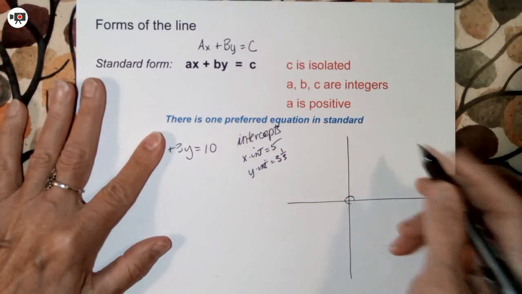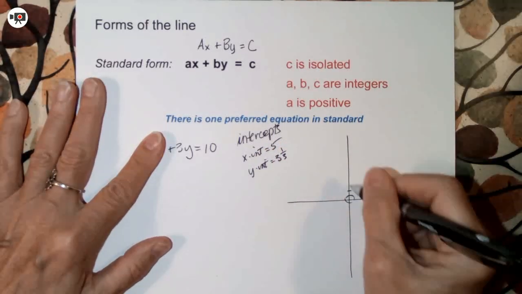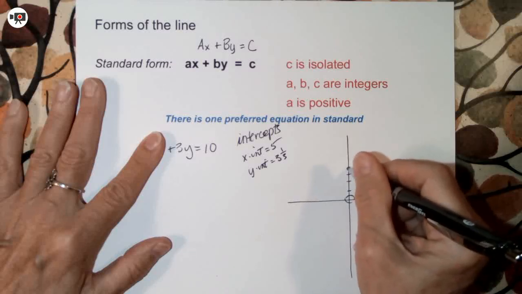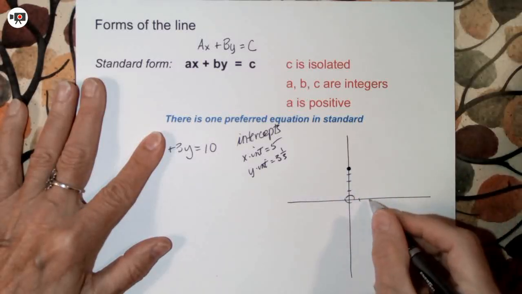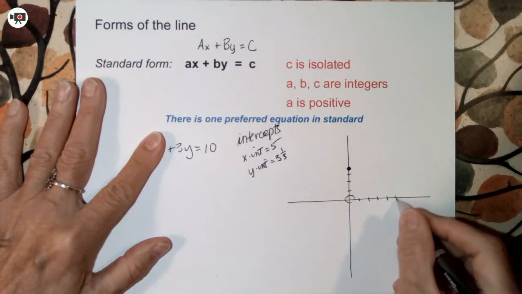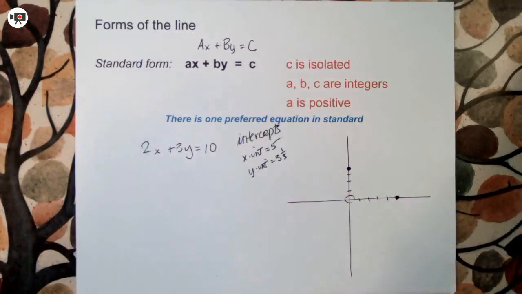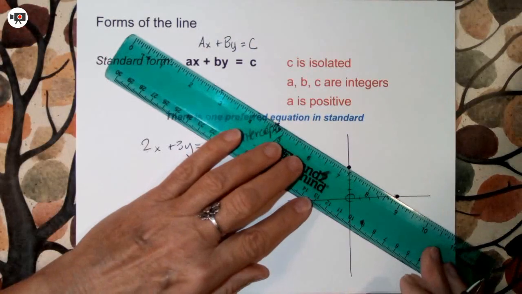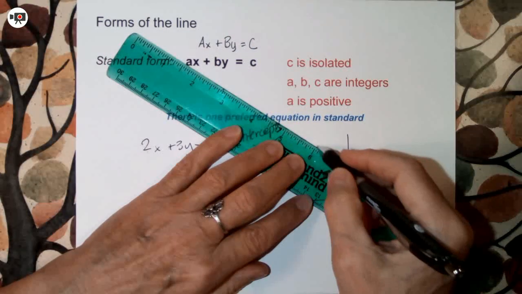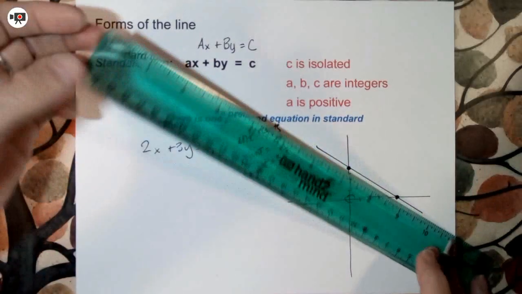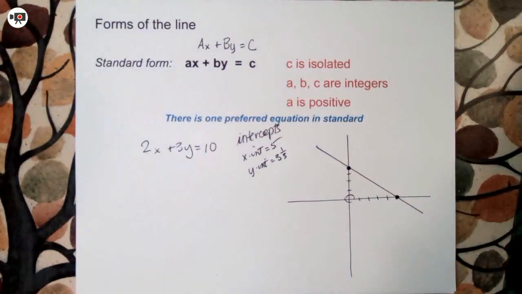So how can we graph it? Well, we come up here 1, 2, 3 1/3. Come here 1, 2, 3, 4, 5. We have 2 points. 2 points determine a line. When you've got 2 points, you can draw the line. And that's it. So it's really simple to graph from standard form.